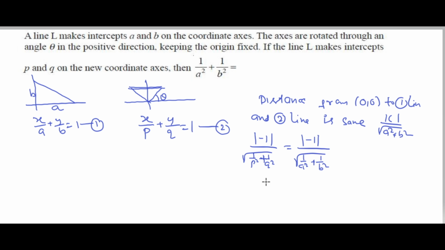So equating these two, under root of 1 by a square plus 1 by b square is equal to under root of 1 by p square plus 1 by q square. Squaring on both sides, 1 by a square plus 1 by b square is equal to 1 by p square plus 1 by q square. This is the answer.